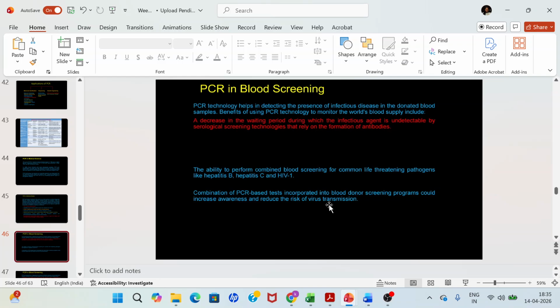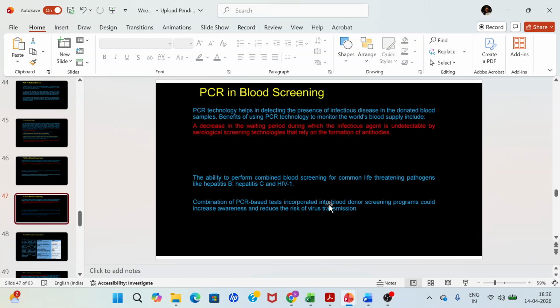It is also used in blood screening. PCR helps in detecting the presence of infectious disease in a donated blood sample. Benefits of using PCR technology to monitor the world's blood supply include a decrease in the waiting period during which the infectious agent is undetectable by serological screening technologies that rely on the formation of antibodies. So again, it is very important in blood screening.